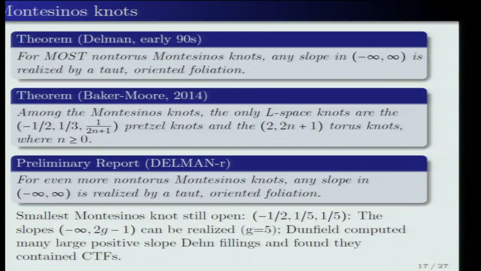So I want to focus in now on this construction due to Charles, because I think it's the most powerful example of branched surfaces that are not finite depth. And when you're looking at very, very small knots, taking advantage of non-finite depth foliation seems to be key. So I'm giving a very sloppy statement of Charles's theorem, but you can check his preprint from 1990, I don't know when, and he's right here also to ask. But for most non-torus Montesinos knots, any slope in (minus infinity, infinity) is realized by a taut oriented foliation.